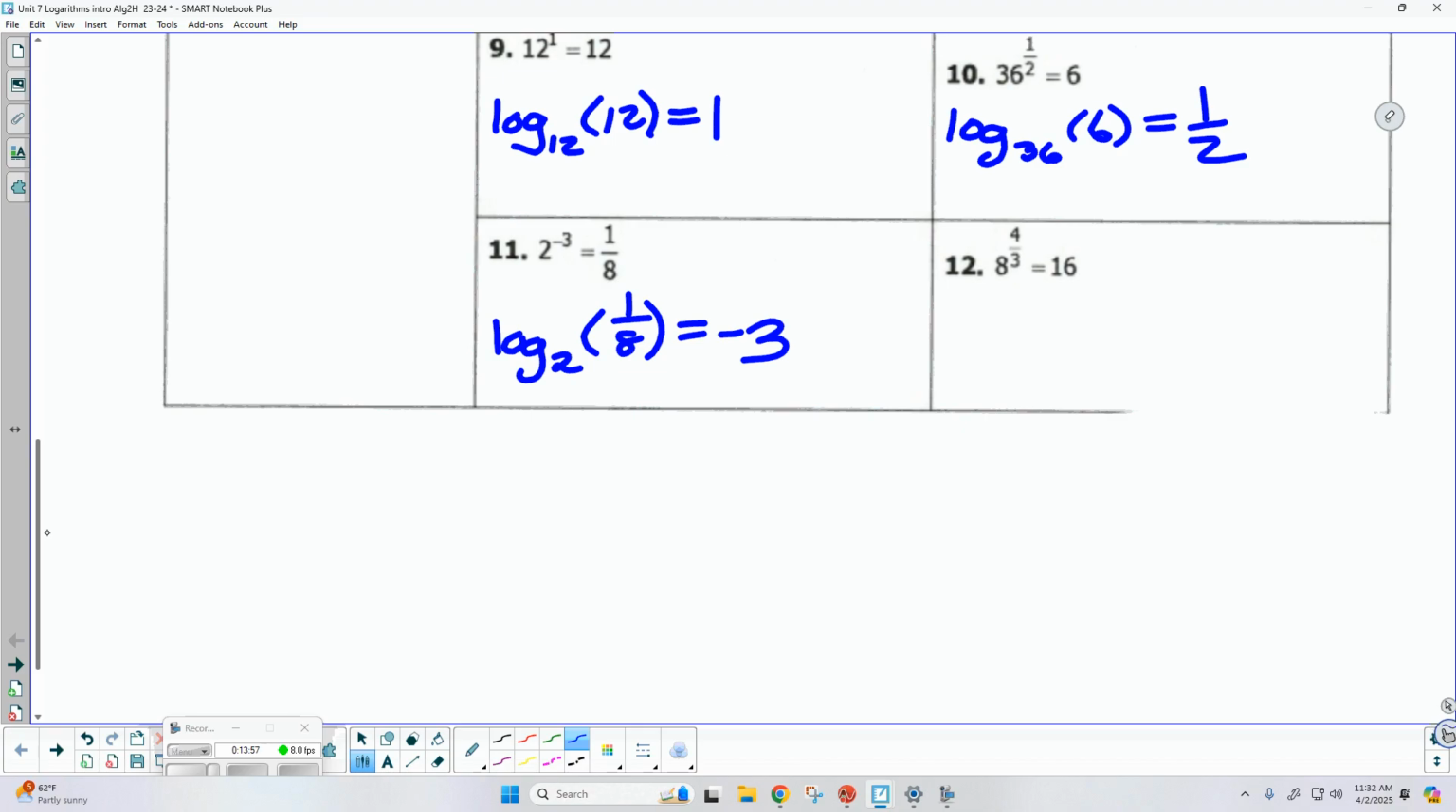Okay. And let's try this last one, number 12. 8 to the 4/3 power equals 16. Dana, can you finish that up for me? So log 8. Remember, what word do we have to say? Starts with a B. Base. Okay, so log base 8 of 16. There you go. That is it.